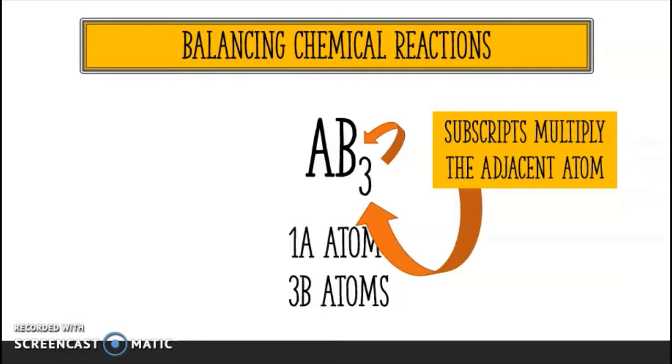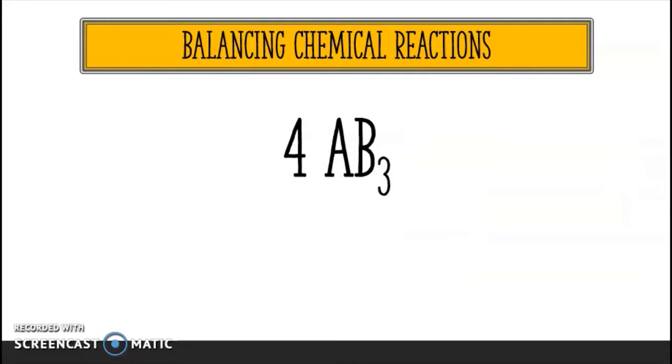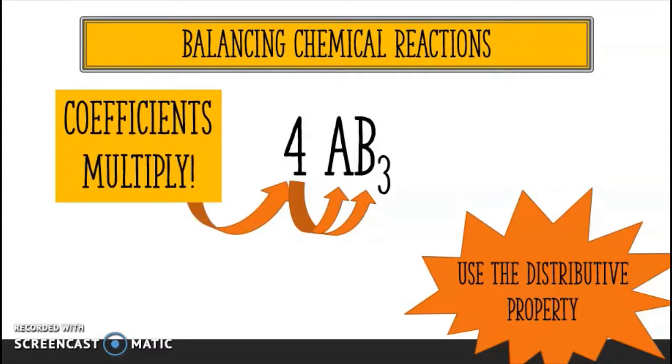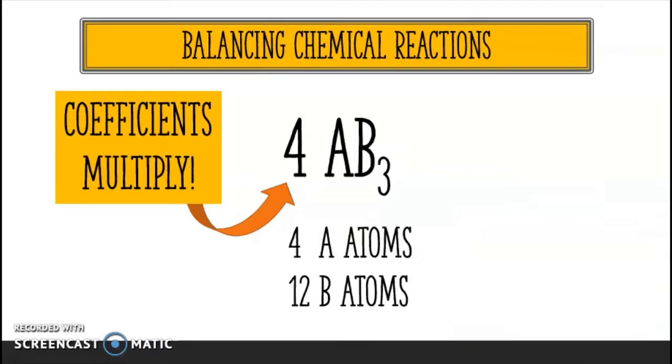Well, let's kick this up a notch. What about in this combination? Now I have both a coefficient and a subscript. Well, coefficients run on the distributive property. So the 4 will distribute both to the A and to the B. What that leaves us with is this idea that now I'm going to need to multiply some numbers together to get to my final answer. In this case, I would have 4 A atoms and 12 B atoms.